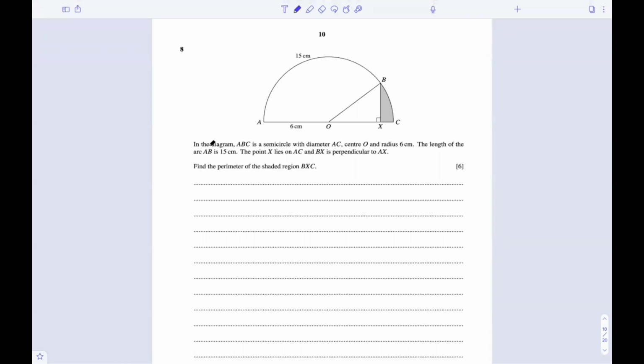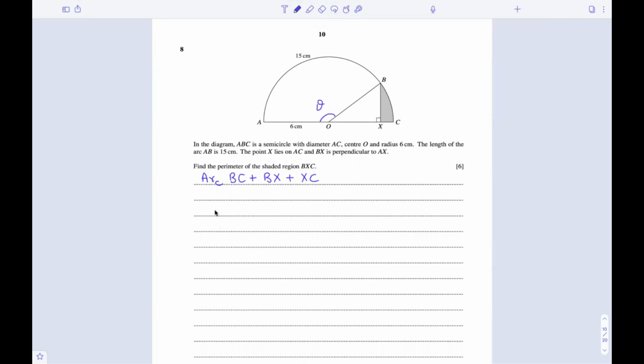So in question 8, we have a semicircle with diameter AC and radius 6. The length of the arc AB is 15. We have to find the perimeter of the shaded region BXC. So the region BXC is basically defined by the arc BC plus the length of BX plus the length of XC. So first we can find this angle. Let's say this is theta.